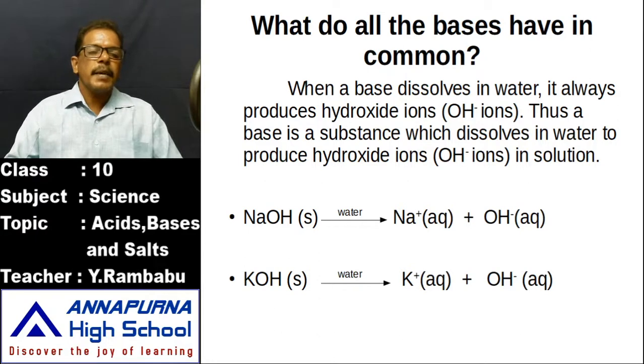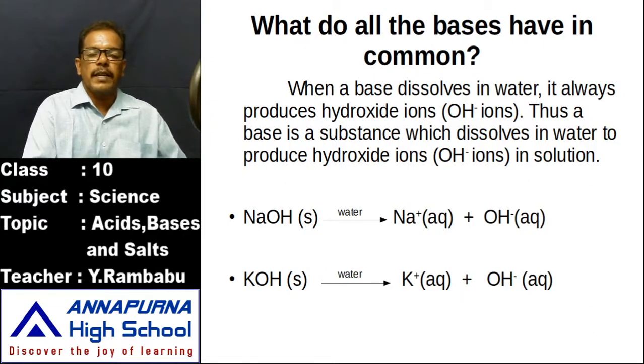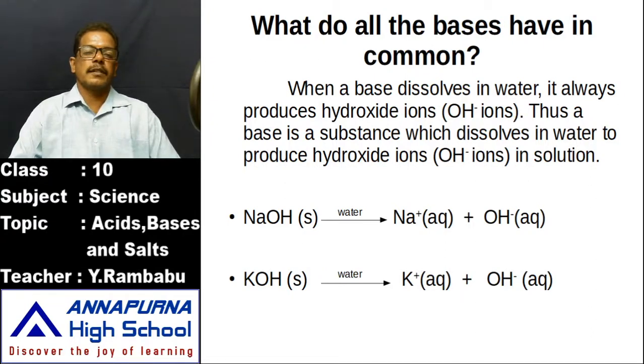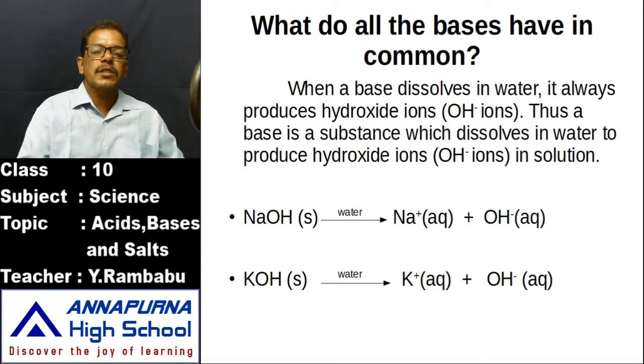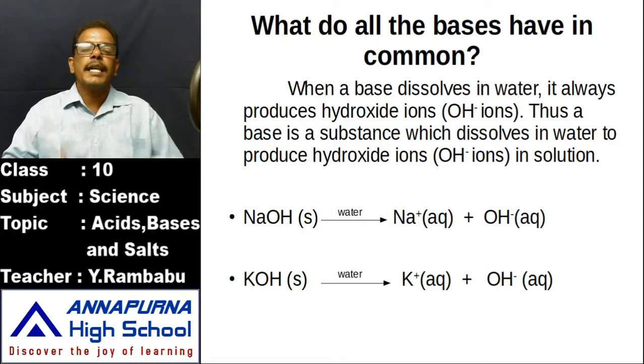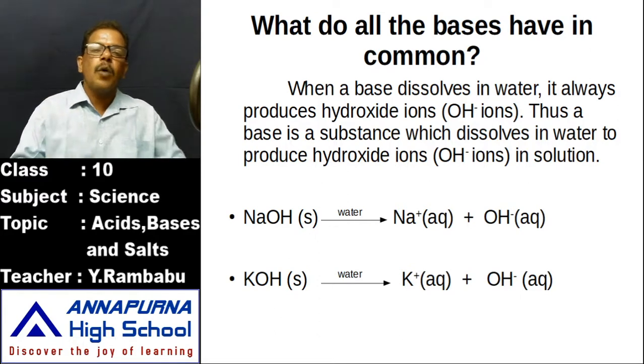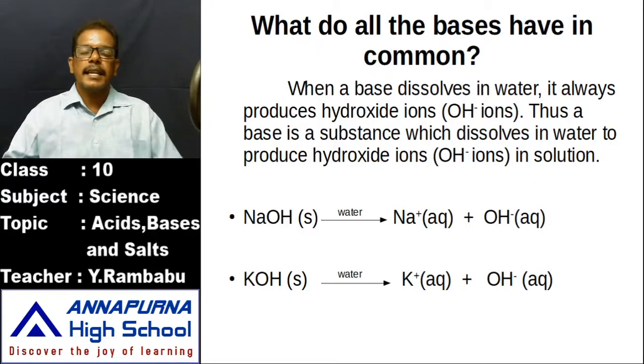In the same manner, if we add potassium hydroxide, it splits into potassium ions, positive ions, and hydroxide ions, negative ions. That means in the presence of water, when a base splits, OH minus ions are produced. These OH minus ions are common to all the bases. Just as H plus ions are common to all the acids, in the same manner OH minus ions are common to all the bases.